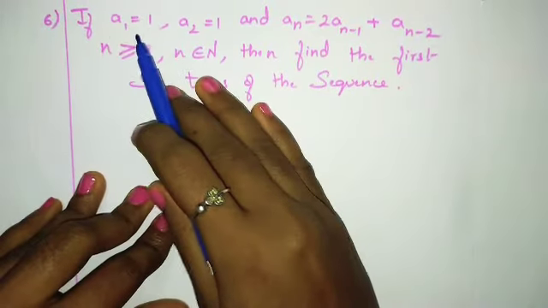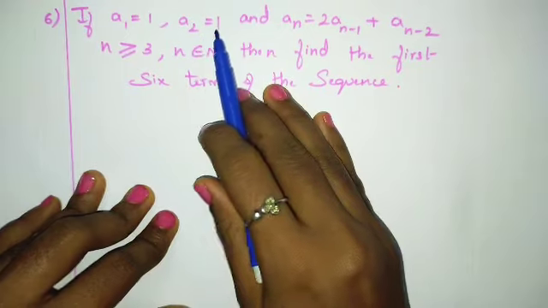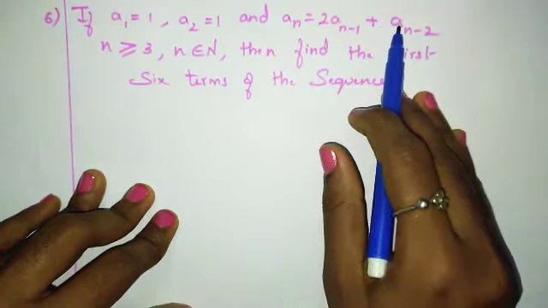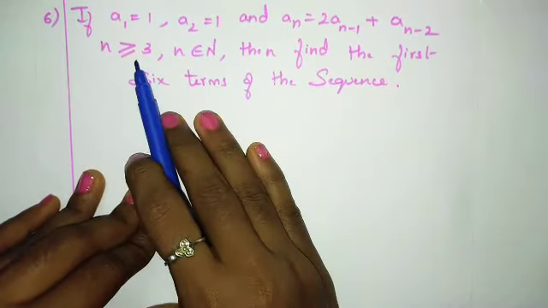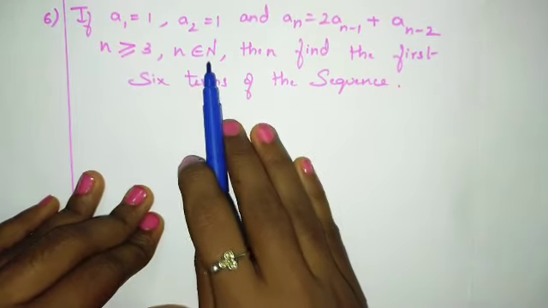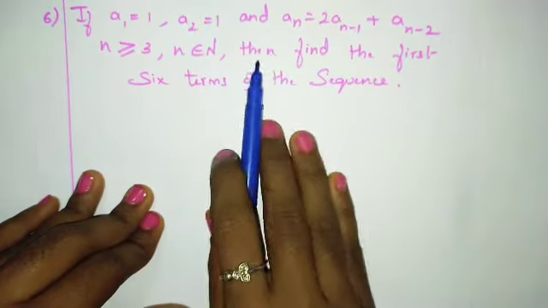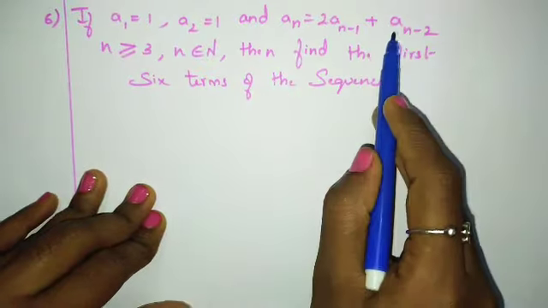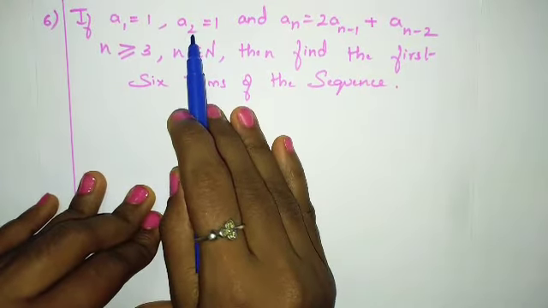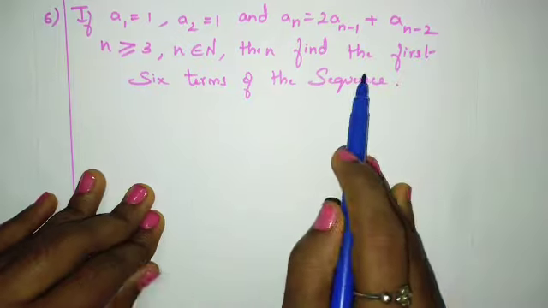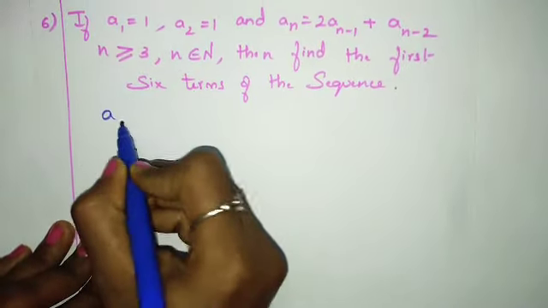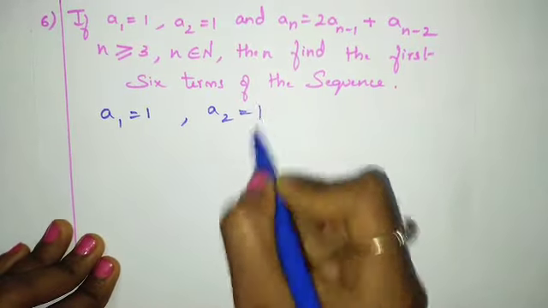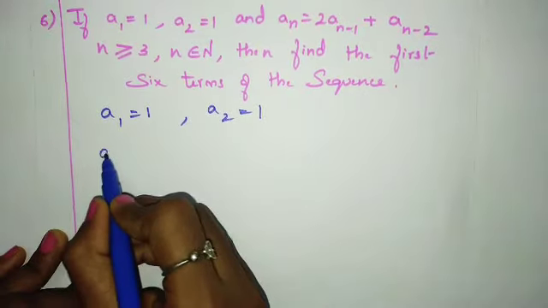Sixth sum. If a1 is equal to 1, a2 is equal to 1 and an is equal to 2 into a(n minus 1) plus a(n minus 2), n is greater than or equal to 3, n belongs to natural numbers, then find the first 6 terms of the sequence. They have given the nth term, and they have given a1 and a2. You have to find the first 6 terms. First term is 1, second term is also 1. Now we'll find the third term.